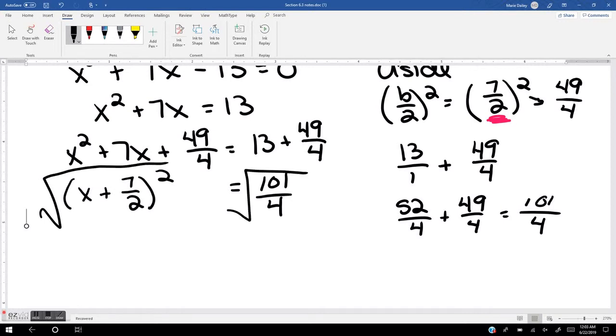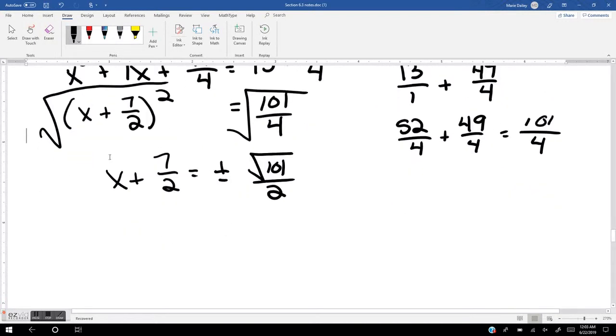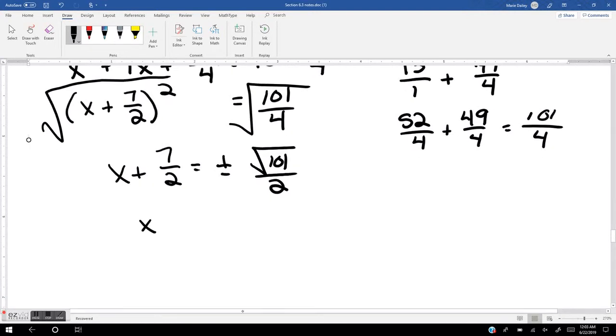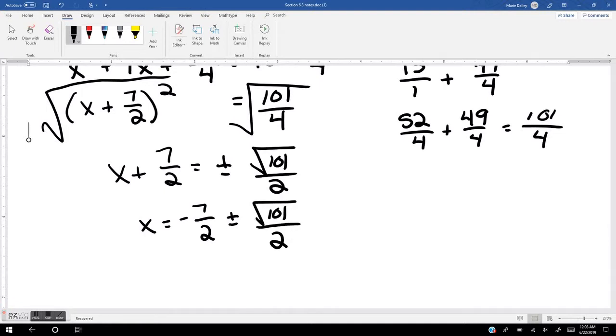We're going to go ahead and take the square root of both sides. This then gives me x plus 7 halves equals plus or minus. Now the square root of a fraction, you're going to give it to the top and to the bottom. All right, and then solving for x gives me x equals a negative 7 halves plus or minus the square root of 101 over 2.